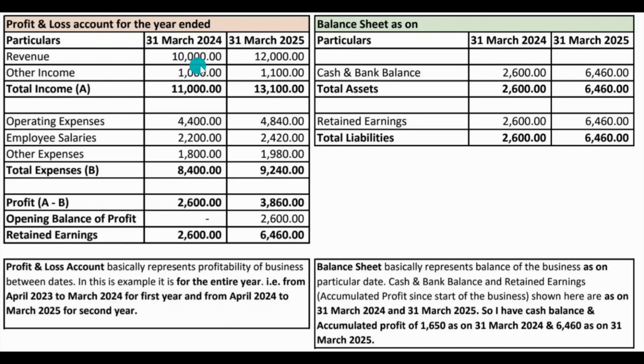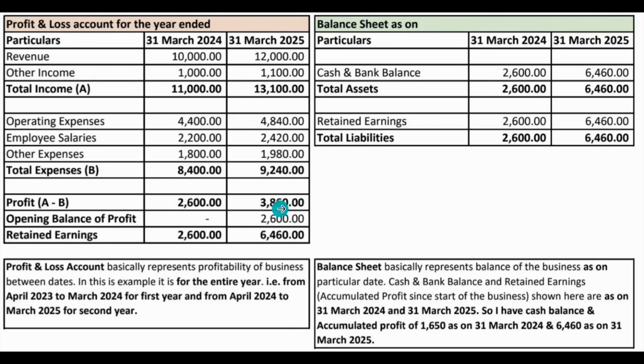Our revenue increases from 10,000 to 12,000 in the second year. Other income increases from 1,000 to 1,100. Operating expense from 4,400 to 4,840. Employee salaries from 2,200 to 2,420. Other expenses from 1,800 to 1,980. So total income of year 2 is 13,100 and total expenses are 9,240. So profit of year 2 is A minus B, that is 13,100 minus 9,240, which is 3,860.